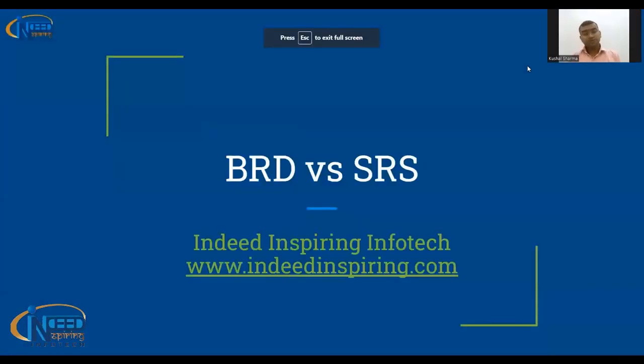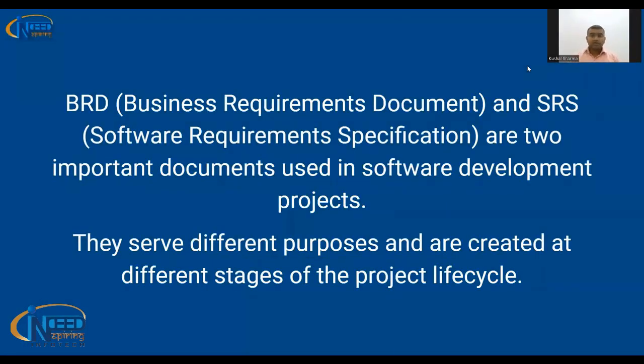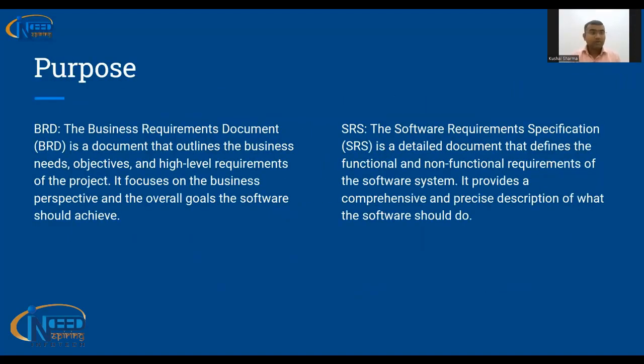Now, if you see the comparison, BRD versus SRS, so business requirement documents and SRS, obviously these are the two primary things we need before we actually start developing an application. But they have a different purpose. How? Let's start from the purpose itself. So BRD is a document that outlines the business needs, objectives, and high-level requirements of a project. So what is the focus over here? The focus is that it is going to identify the business needs, objectives, and high-level requirements. This is the objective. And then moving further, it focuses on business perspectives and the overall goal of what the software should achieve. This is what a BRD is.